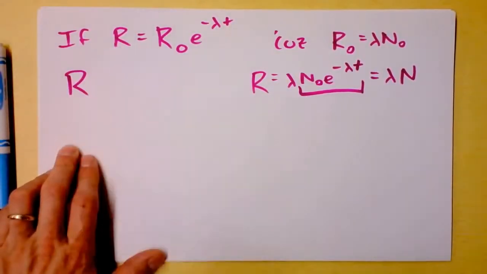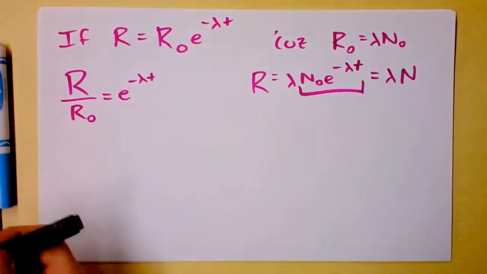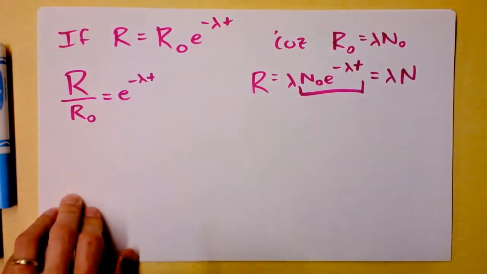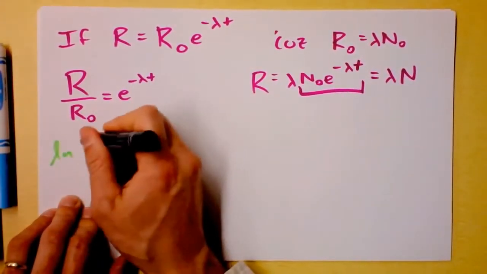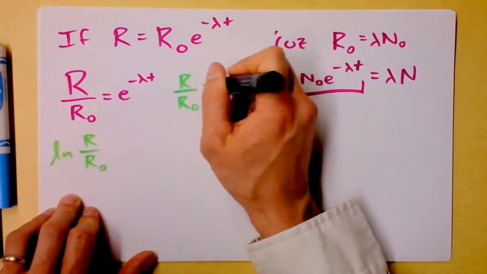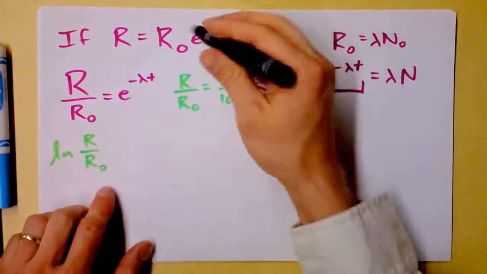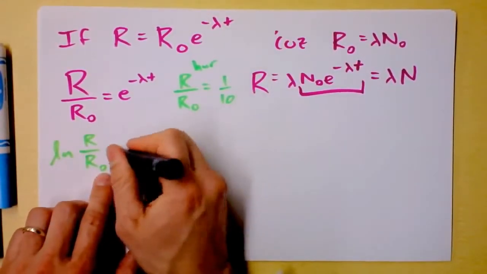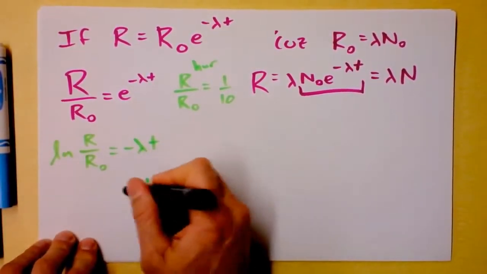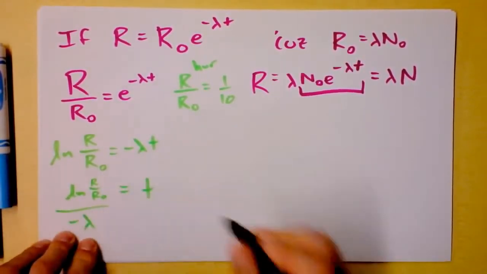Ultimately, I'm trying to solve this for t. Watch this. I'm going to say R over R naught is e to the negative lambda t. Because I'm trying to get t on its own, I have to attack with the natural log. It's the only way to kill that exponential. The natural log of this ratio, R over R naught. What is R over R naught for us? We said that the activity had dropped by a factor of 10, so this is just 1/10, and we'll be able to plug that in. And this is negative lambda times t, and I'm interested in finding t, as I promised. T is the natural log of that ratio, R over R naught, divided by negative lambda.